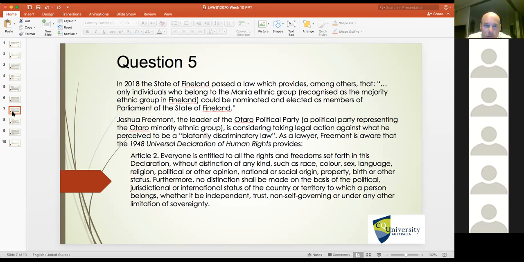In 2018, the state of Fineland passed a law which provides, among others, that only individuals who belong to the Mania ethnic group, recognised as the majority ethnic group in Fineland, could be nominated and elected as members of the Parliament of the State of Fineland.